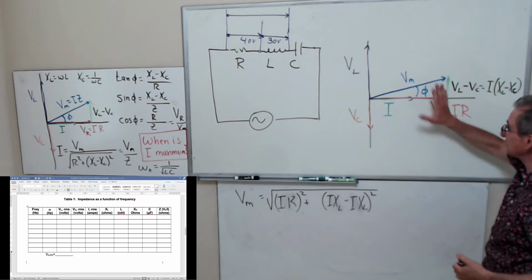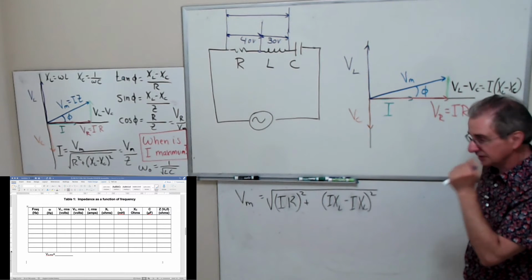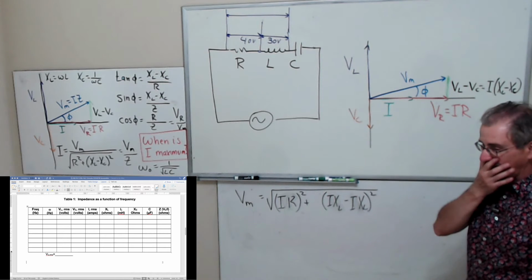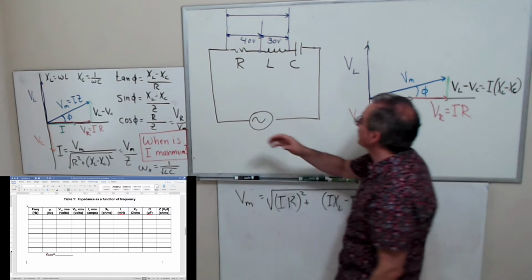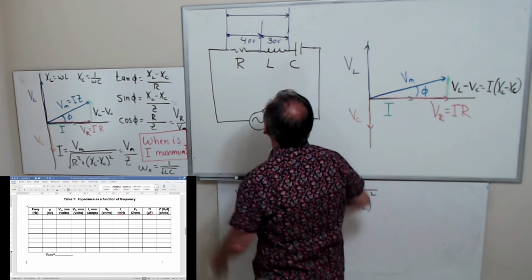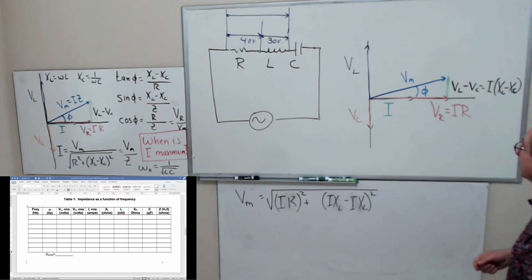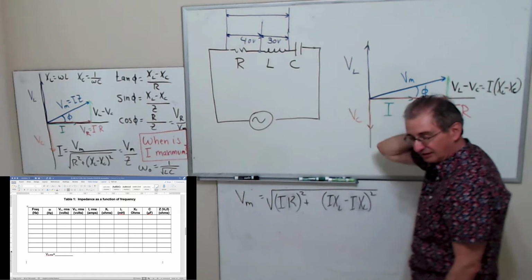Okay. This is why this picture is so important, because this tells you everything you need to know about the circuit. It's way different from DC circuits. If this was a DC circuit, yeah, this would be 70 volts. But that's not what happens here, because these voltages are 90 degrees apart.